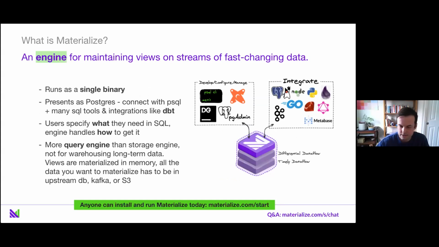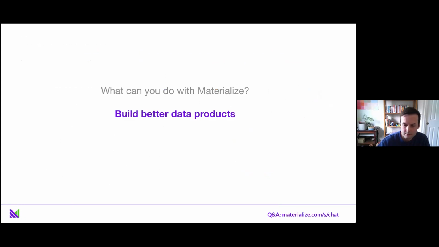So that's where it differs a lot from a stream processor, where you would be writing more of the how in code. And it's more of a query engine than a storage engine. The views are materialized in memory. And so all of the data that you want to materialize has to be available in Kafka or your upstream database. And then what can you do with Materialize? You can build better data products.